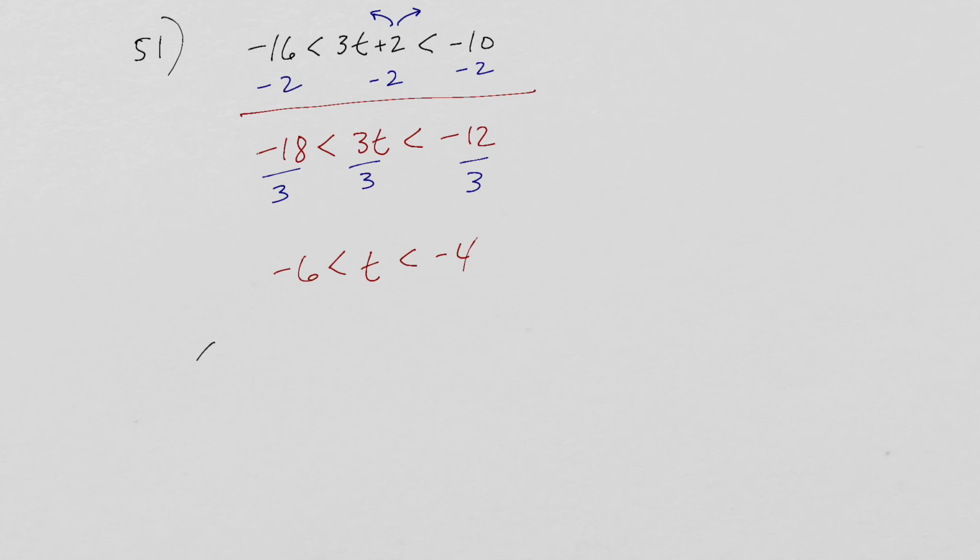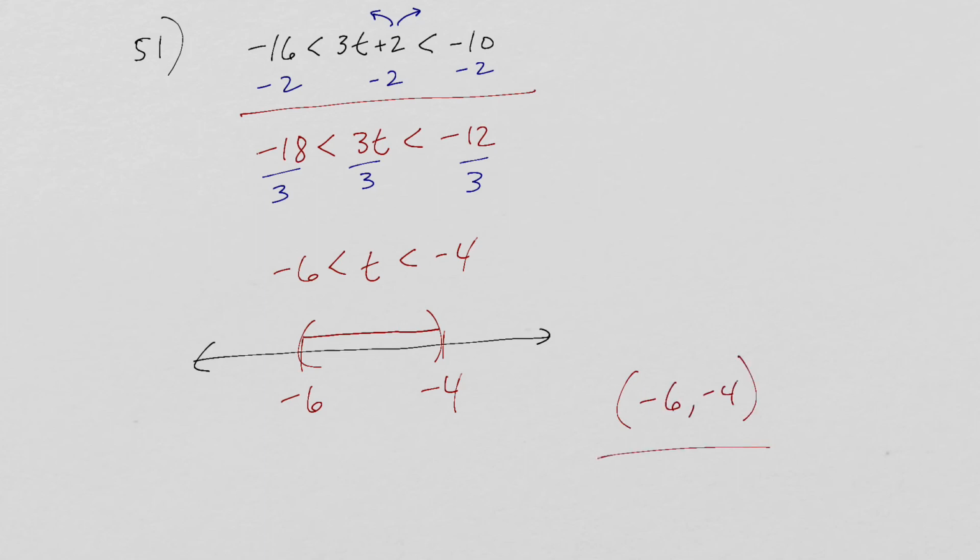So if I were to graph this, I'll put 2 hash marks down, negative 6 on one of them, negative 4 on the other. These are less thans, not less than or equal to, so they're just parentheses, like that. So in interval notation, I simply write negative 6 comma negative 4, and that's it.